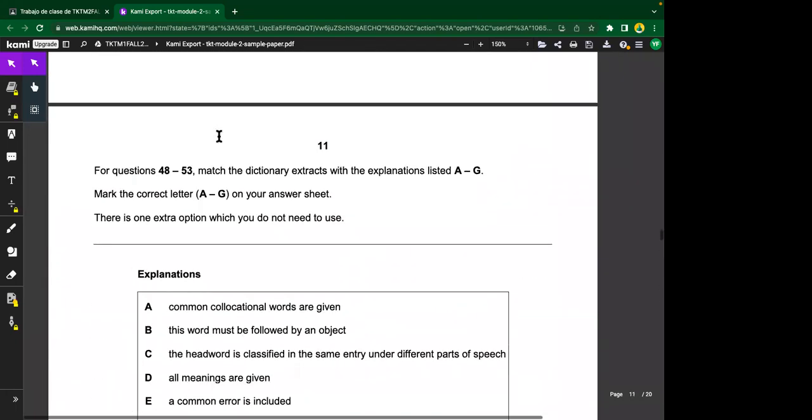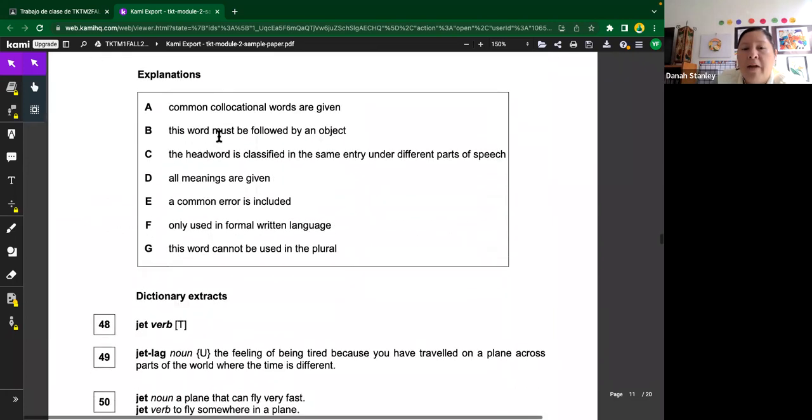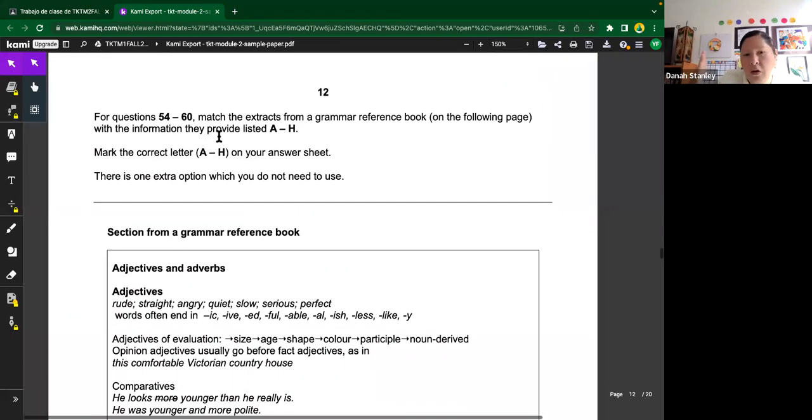Entonces, try to do 10, 11, and 12. At least if you cannot, if you don't have plenty of time, check them. We answer them together tomorrow, or we check them together. We make a fast revision.